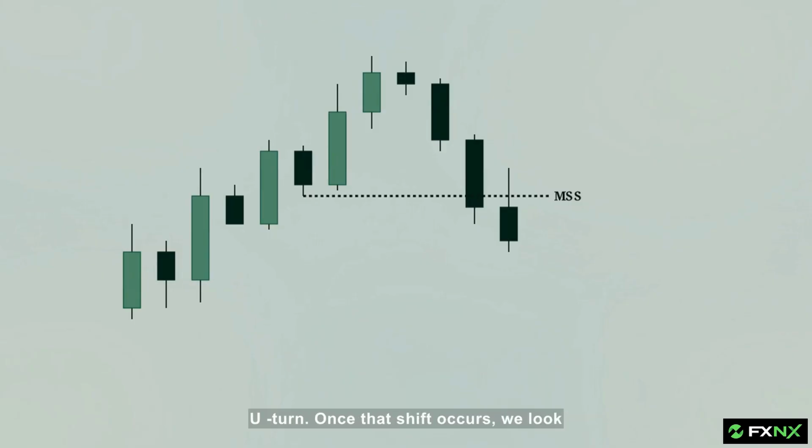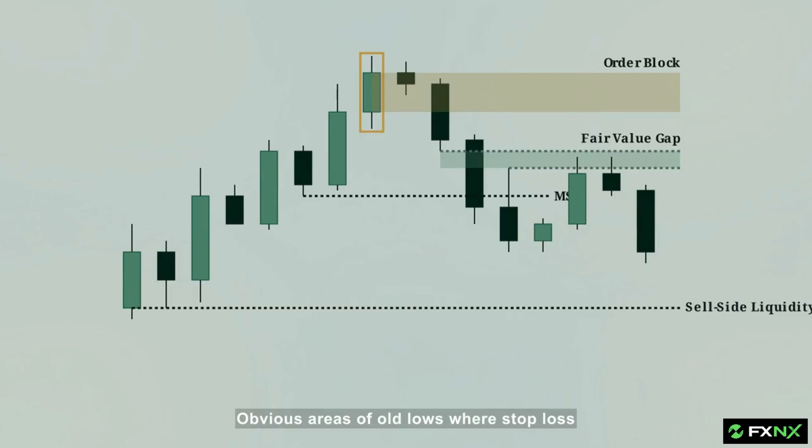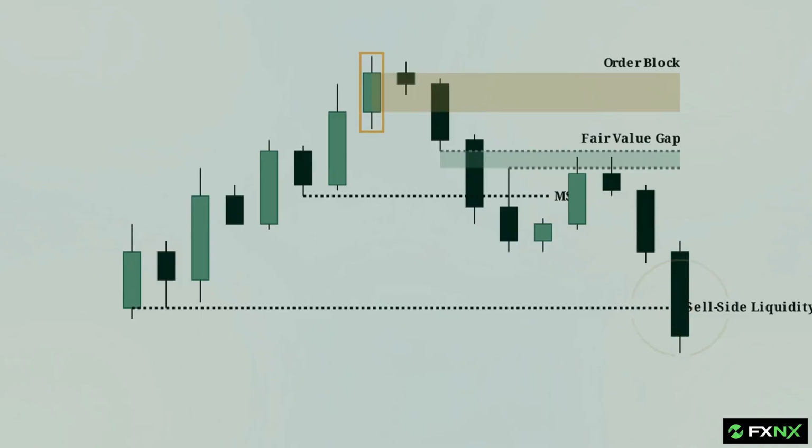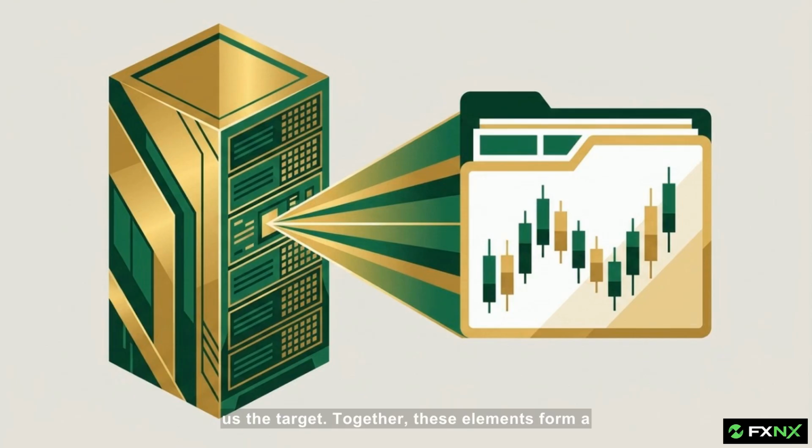Once that shift occurs, we look for entry zones. We target order blocks, the last up candle before a sharp drop, and fair value gaps, which are 3-candle imbalances that act like magnets. Finally, we need a destination. We look for liquidity pools, obvious areas of old lows where stop-loss orders accumulate. Smart money sweeps this liquidity, making it the ultimate destination for our trade. An MSS identifies the turn, an order block provides the entry, and a liquidity pool gives us the target. Together, these elements form a singular, logical hypothesis ready to be stress-tested by the machine.